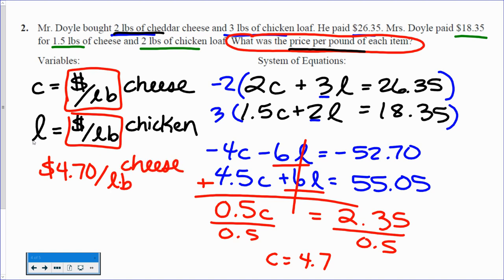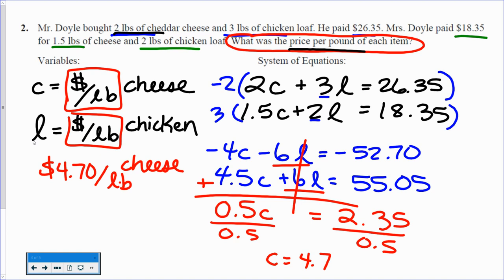Okay, so that's another reason why I just don't write "cheese." So you don't say 4.7 cheddar cheese. We need to know what that number is representing. We have a situation. We need to label it. So, all right, then I need to go ahead and figure out the chicken loaf.